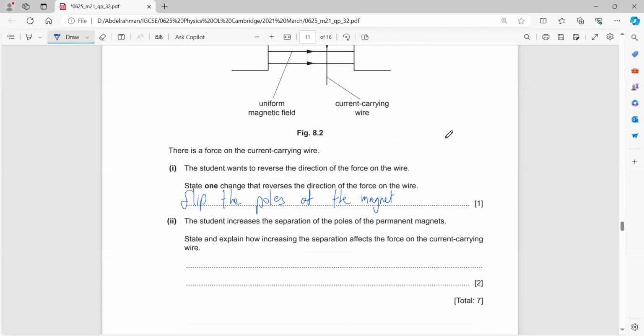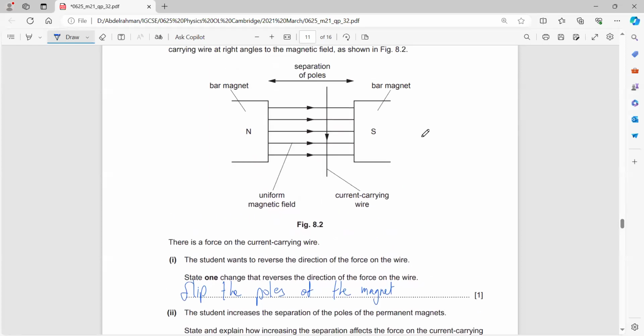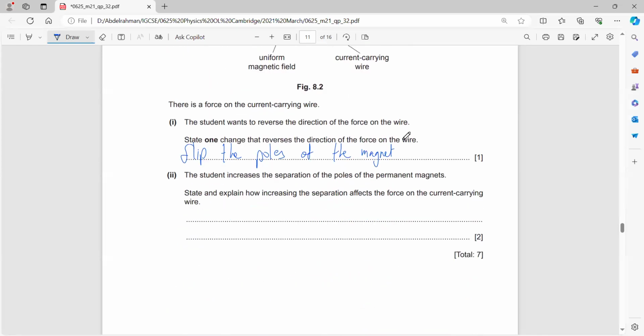Correct. The student increases the separation of the poles of the permanent magnet. Now he increases the separation. Instead of them being this close, he will increase the separation. State and explain how increasing the separation affects the force on the current carrying wire.